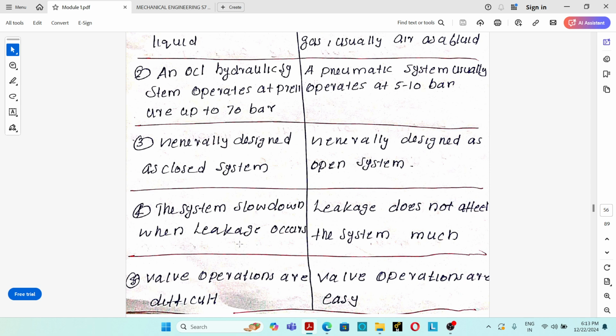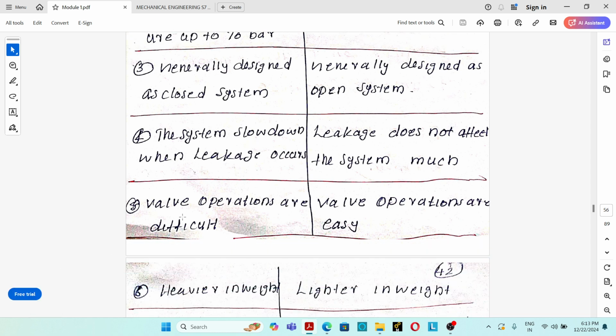The system slows down when leakage occurs. In a hydraulic system, the system slows down when leakage occurs. But in a pneumatic system, leakage does not affect the system much. Valve operations are difficult in a hydraulic system. Valve operations are easy in a pneumatic system.